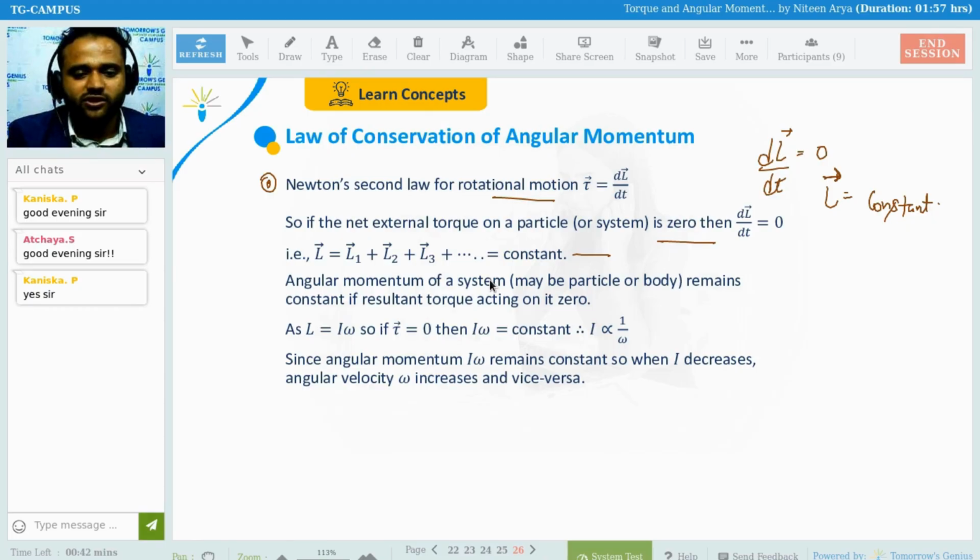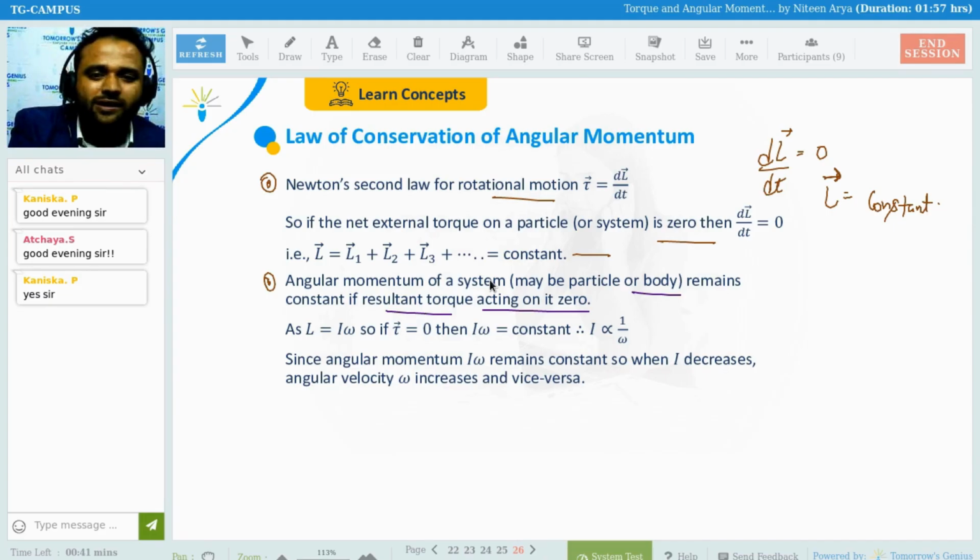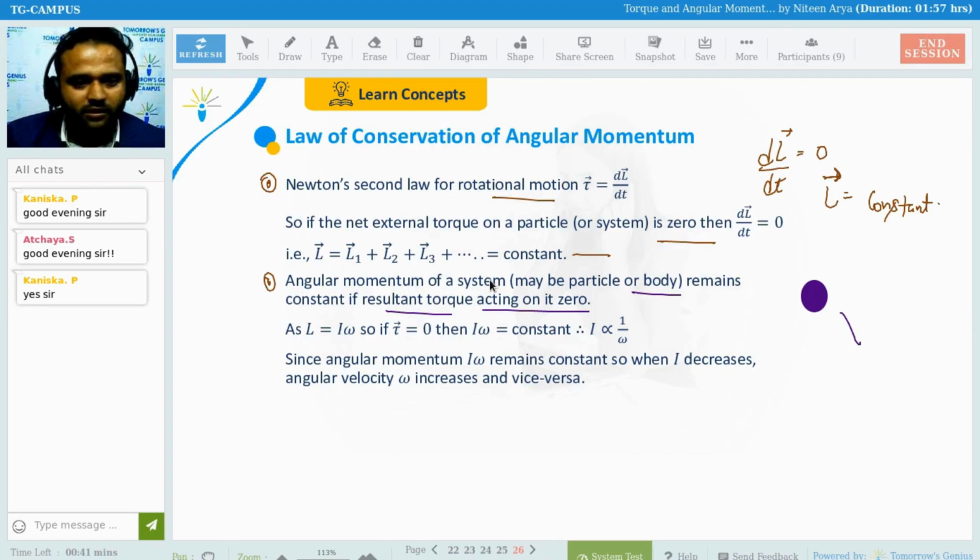So angular momentum of a system, which may be a particle or a body, remains constant if the resultant torque acting on it is 0. Clear? Clear everyone? It is very obvious. Suppose there is a ball, and this particular ball is not rotating, so torque tau is going to be 0.